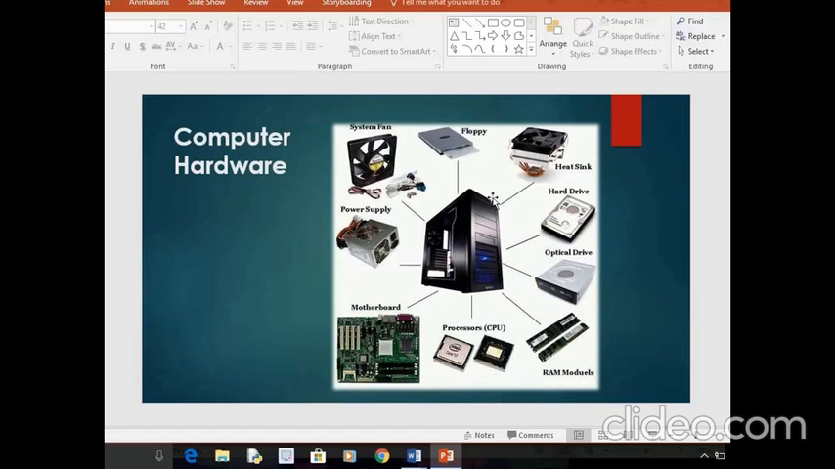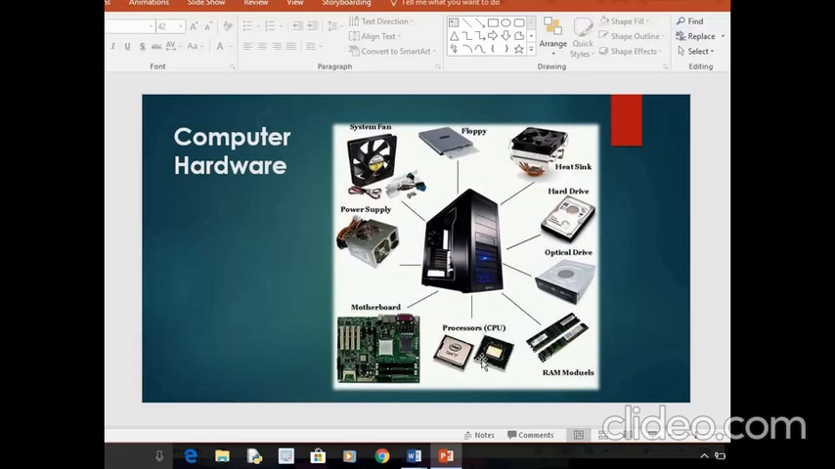CPU means processor. We should not call this cabinet a CPU. This is a case. Inside this the motherboard will be there, and on the motherboard this processor will be there, like i3, i5, i7. Inside the CPU the control unit and the arithmetic and logic unit will be there. CU and ALU we find inside the processor. It is responsible for processing the input to give us the result. It is very important, the brain of a computer system.